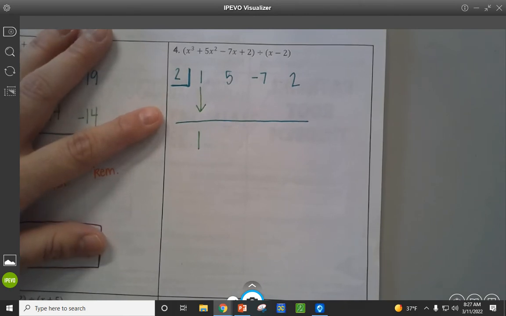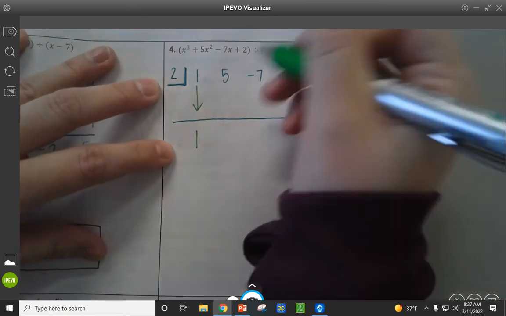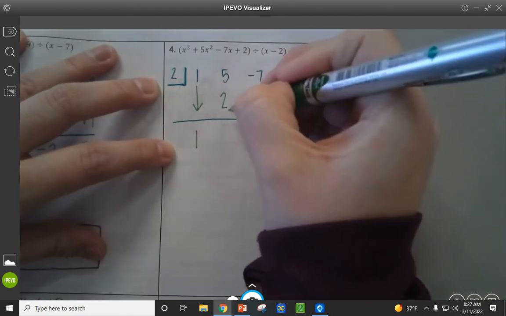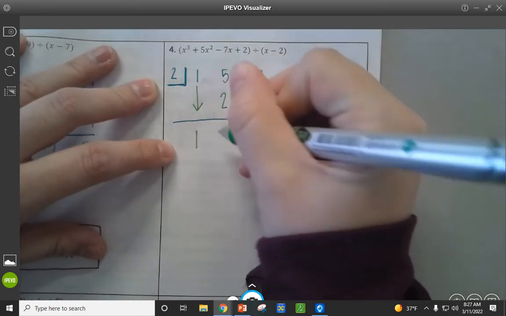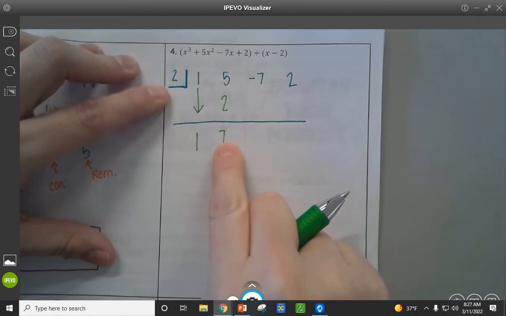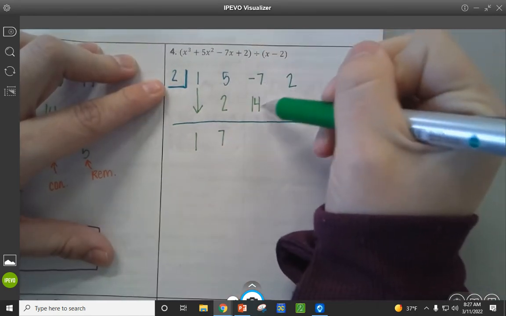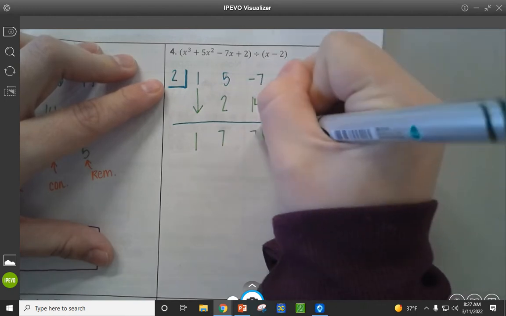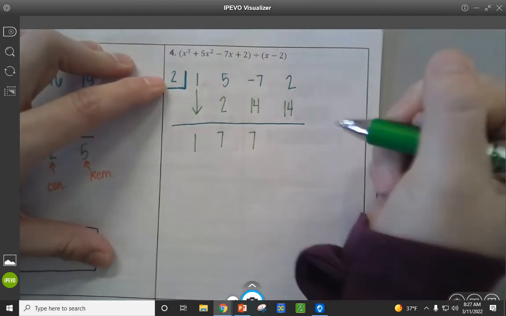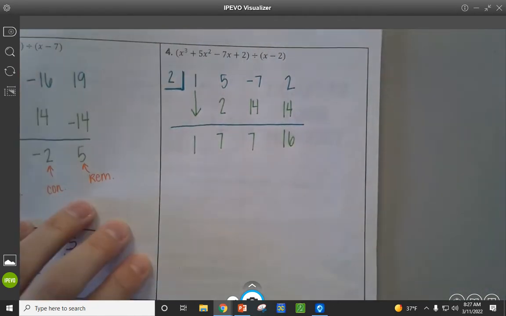So bring down, multiply, add, multiply, add. So 2 times 1 is 2. And then I add. 5 plus 2, 7. Multiply. We get 14. What do I get when I add? 7 times 2 is 14. What do I get when I add? 16. So is 2 an x-intercept? No.